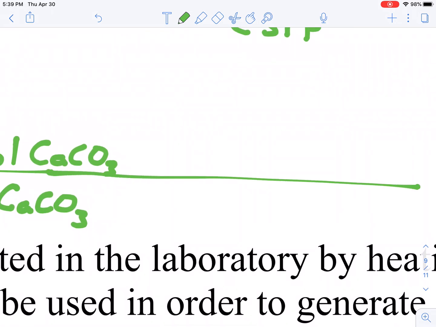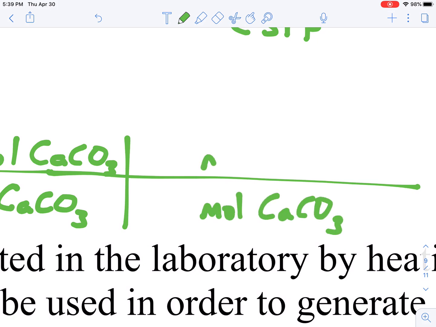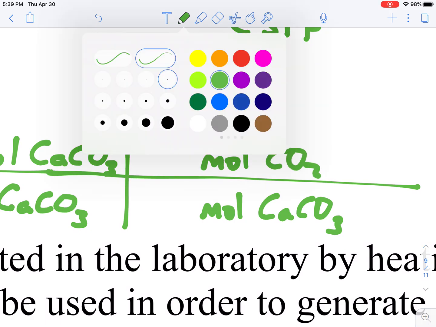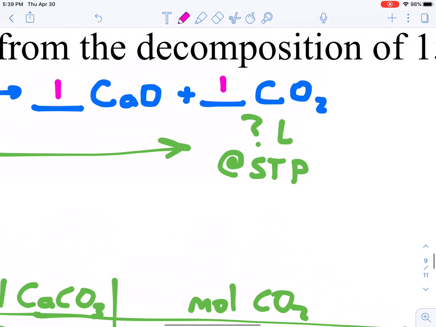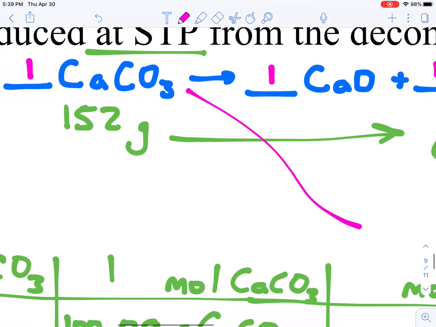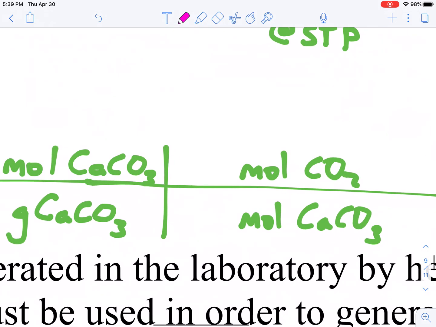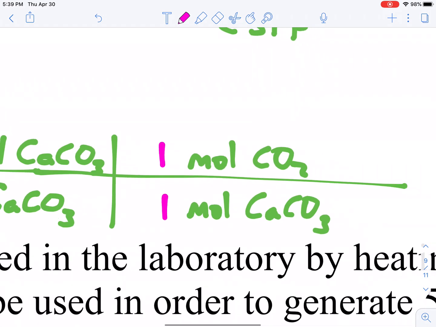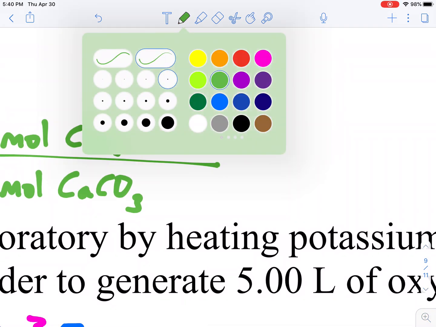Now that we have moles, that's a great place to be because we can go from moles of one thing, in this case calcium carbonate, to moles of our other thing, in this case we want carbon dioxide. We know we can get those values from the coefficients of our balanced chemical equation. In this case they are both 1s, so it's just a 1-to-1 ratio, but we still write it to show that our units are canceling.